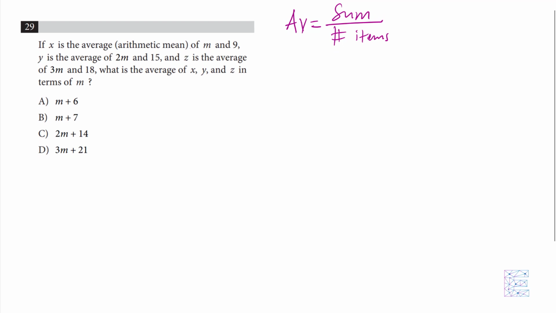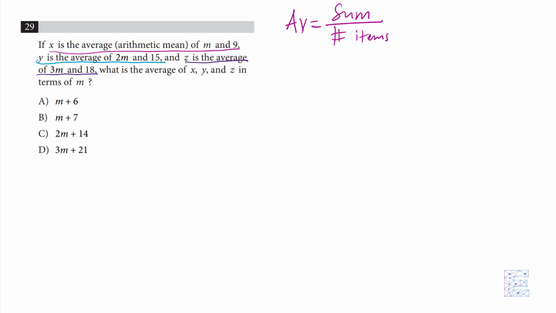So with that said, let's try to wade through all of this stuff that's given. Looks like there are 3 different averages given here. So x is the average of m and 9. Then we are given that y is the average of 2m and 15. And there's a third thing given here: z is the average of 3m and 18. So we have 3 different averages, each of them has 2 items being averaged.